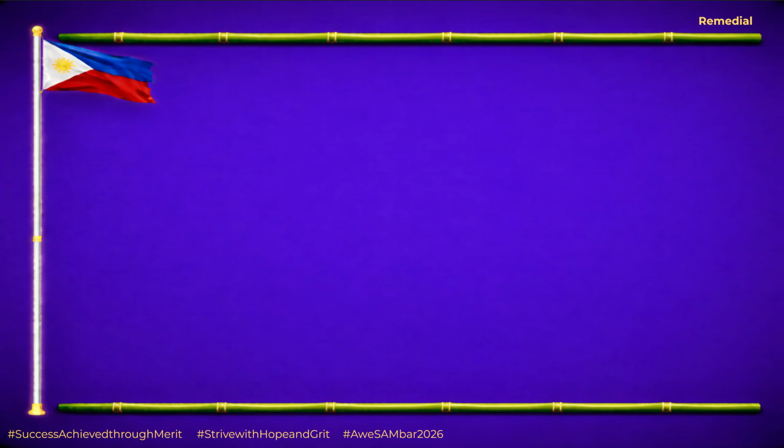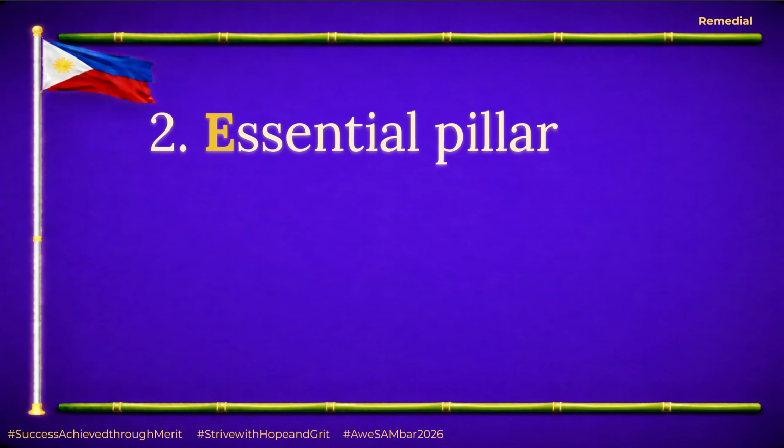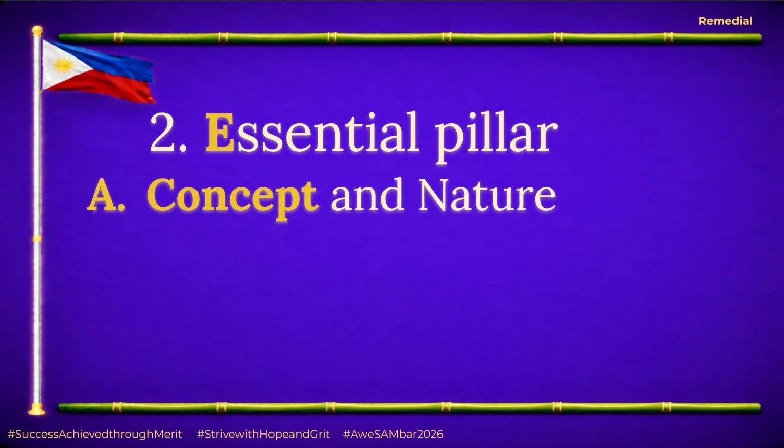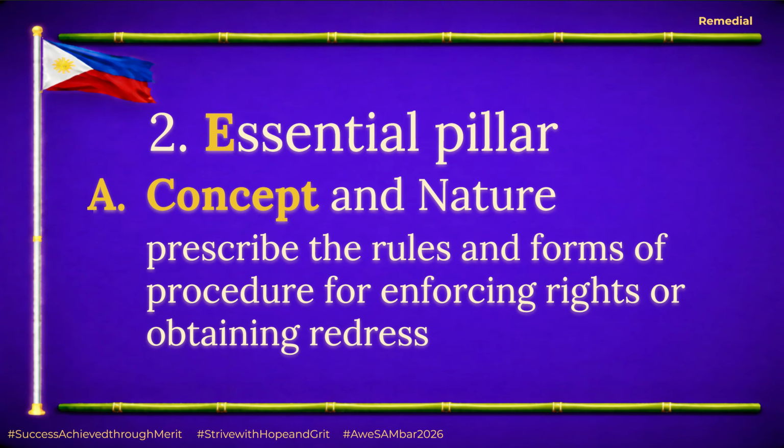Moving down to our essential pillar, we define the concept and nature of remedial law. What exactly is it? Remedial or procedural laws are adjective laws. Unlike substantive law which creates, defines, and regulates rights, remedial law serves to prescribe the specific rules and forms of procedure used for enforcing those rights or obtaining redress when those rights are invaded.